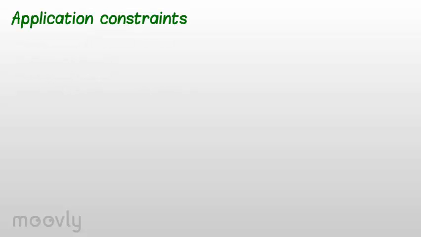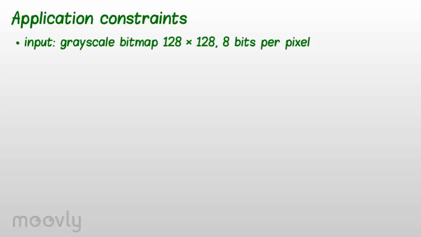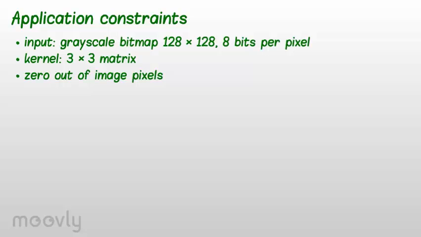Before diving into details of how the convolution algorithm is implemented in our demo, let's summarize constraints imposed upon the application. The input image is a grayscale bitmap, 128 by 128 pixels large, 8 bits per pixel. The convolution kernel is a 3 by 3 elements matrix. As mentioned earlier, the out-of-image pixels are considered having zero intensity. The whole application has to be fast enough to be able to feed RGB video channels and stay in sync.